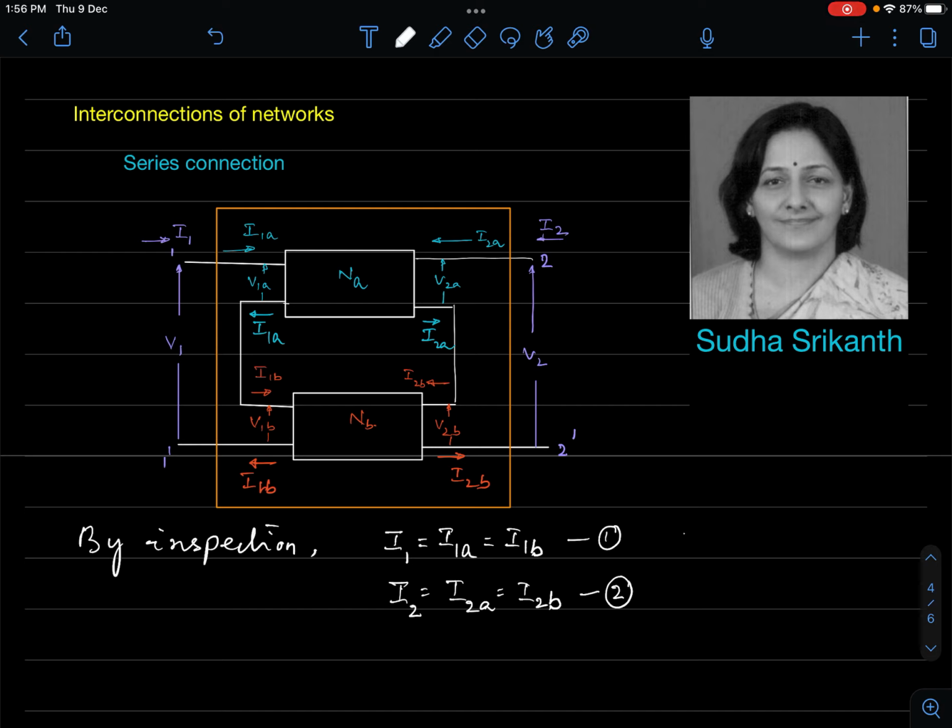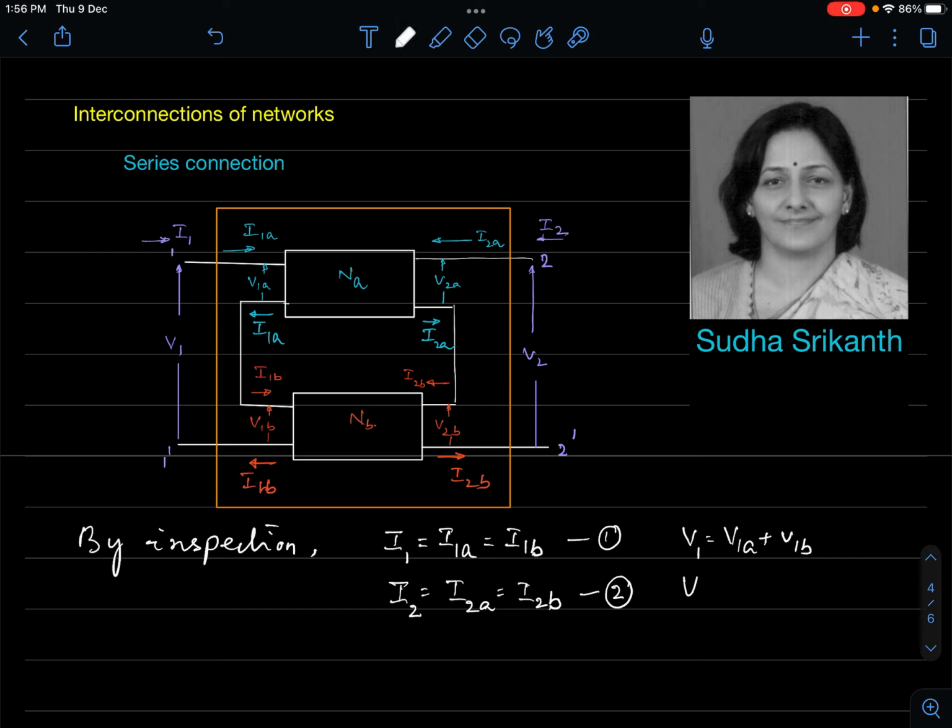We can easily see what V1 is equal to. If we look at the network, V1 equals V1A plus V1B. Voltages are additive. The input voltage V1 of the combined network is the sum of the voltages of the A network and B network. Right? So that is simple. This voltage V1A and V1B is equal to V1.